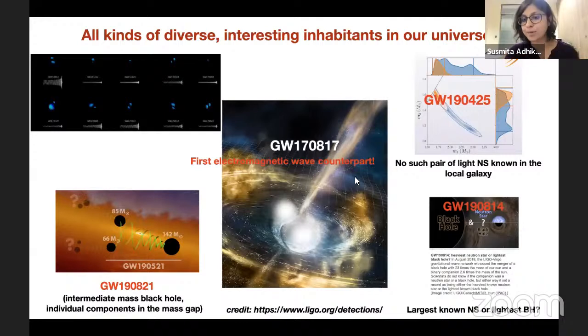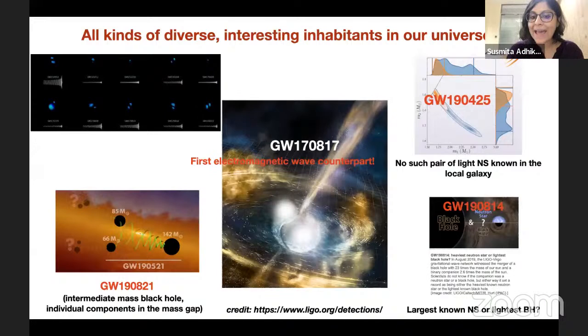Then, of course, we have been finding all kinds of things. For example, we have a pair of neutron stars that are essentially the lightest known neutron star pairs. We don't see such pairs in our local galaxies. We have the largest known neutron stars or the lightest black holes that we have observed. We have also excitingly observed in GW190821, possibly with very high significance, a final black hole which is in the intermediate mass black hole range. And also the individual components of those black holes lie in the mass gap, where we did not expect to see black holes of those masses. So these are all throwing in all kinds of surprises.